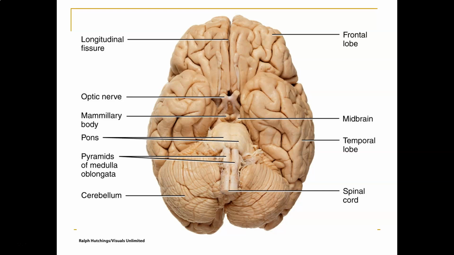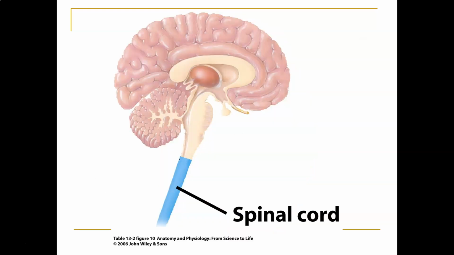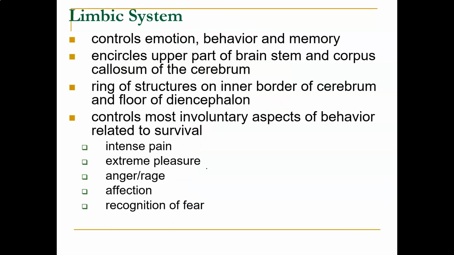Okay, this is an inferior view of the brain. You're going to be looking at models or slides in lab that show this, but here you can see your midbrain, your pons, here's the medulla, and then the spinal cord begins from there. So there's the spinal cord. We're going to be covering that in a different lecture, but that is part of your central nervous system.